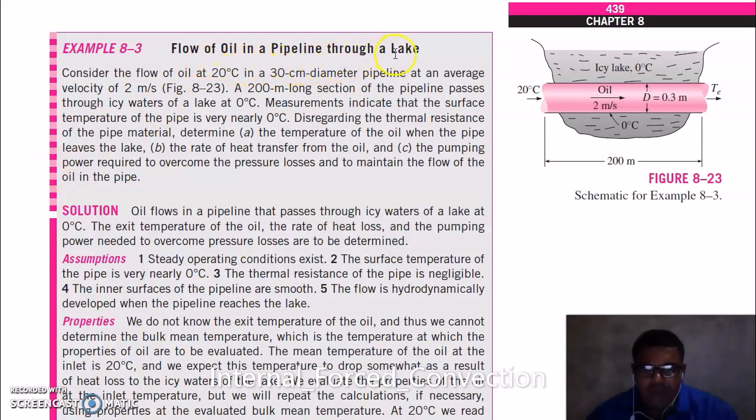Flow of oil in a pipeline through a lake. Consider the flow of oil at 20 degrees Celsius in a 30 centimeter diameter pipe at an average velocity of 2 meters per second. A 200 meter long section of the pipeline passes through the icy water of a lake at 0 degrees Celsius. Measurements indicate that the surface temperature of the pipe is nearly 0 degrees Celsius. Disregarding the thermal resistance of the pipe material, determine the temperature of the oil when the pipe leaves the lake, the rate of heat transfer from the oil, and the pumping power required to overcome the pressure loss and to maintain the flow of the oil in the pipe.